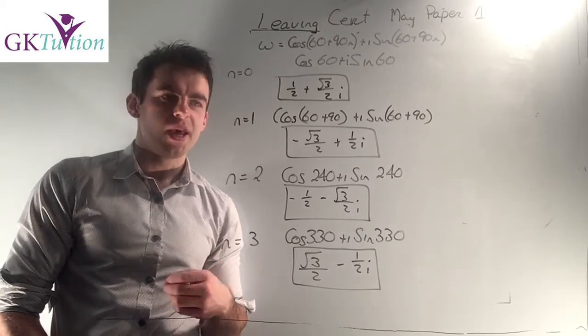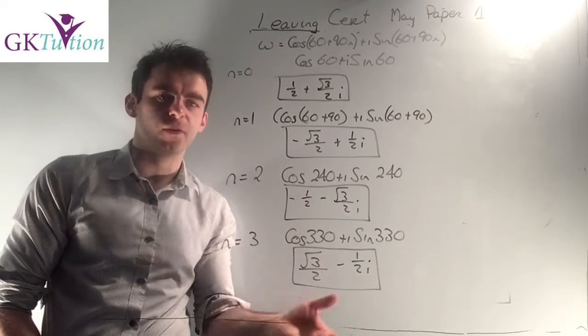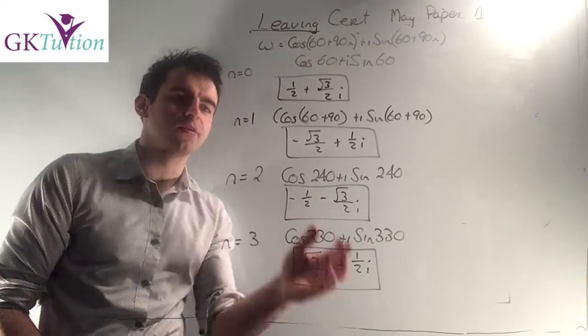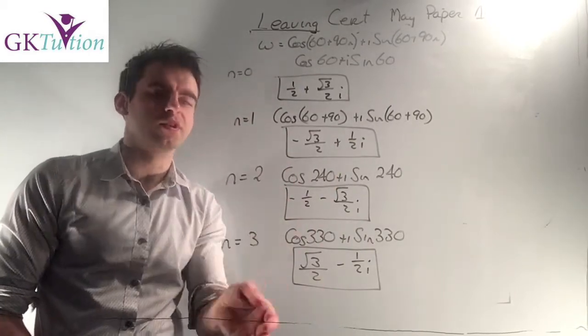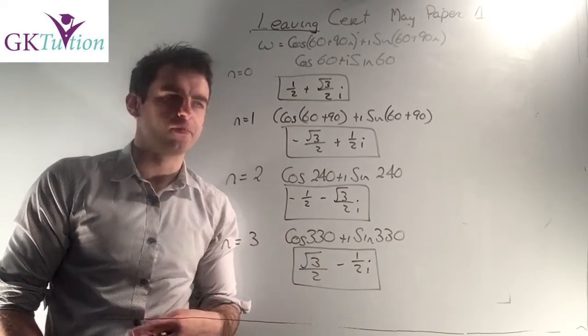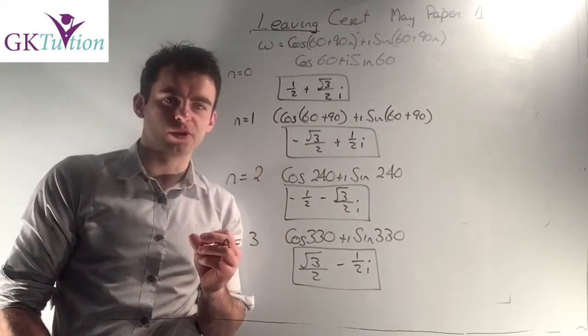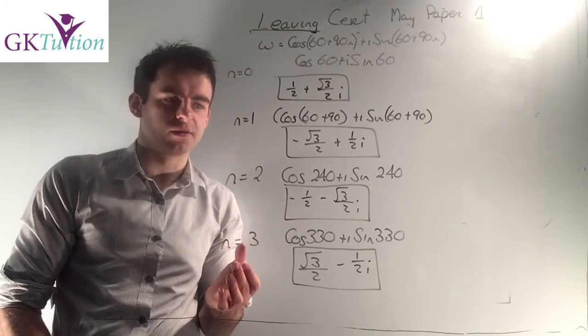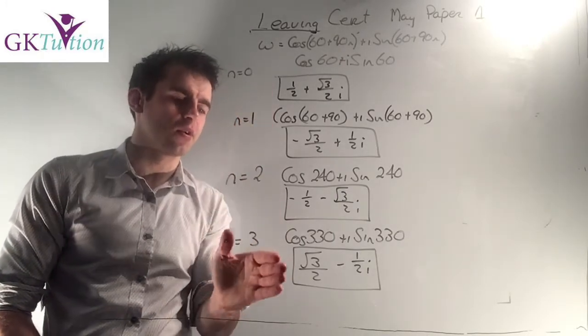If you had continued on and subbed in 4, you would have ended up getting the first answer again. If you continued on again, you would have got that one. The next one would be that one. So basically the 4 answers just repeat themselves again and again. You know that there's 4 answers because it was to the power of a quarter. If it was to the power of a fifth, you would have had 5 answers. So your final answer, there's 10 marks going there for those 4 answers.